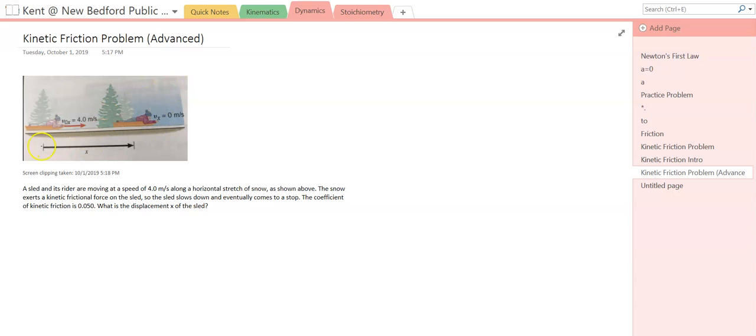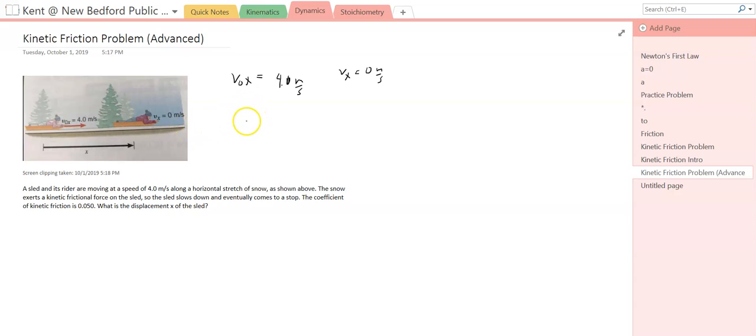So you'll notice that we've been given an initial velocity, v naught x. We've been given a final velocity, right? The initial velocity here is 4.0 meters per second. The final velocity, they're just calling Vx, and that's equal to 0 meters per second. And they're giving us some displacement, right, x.